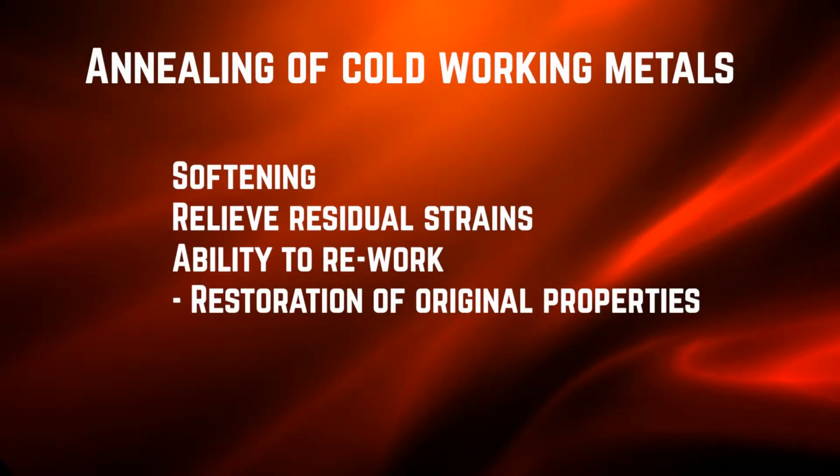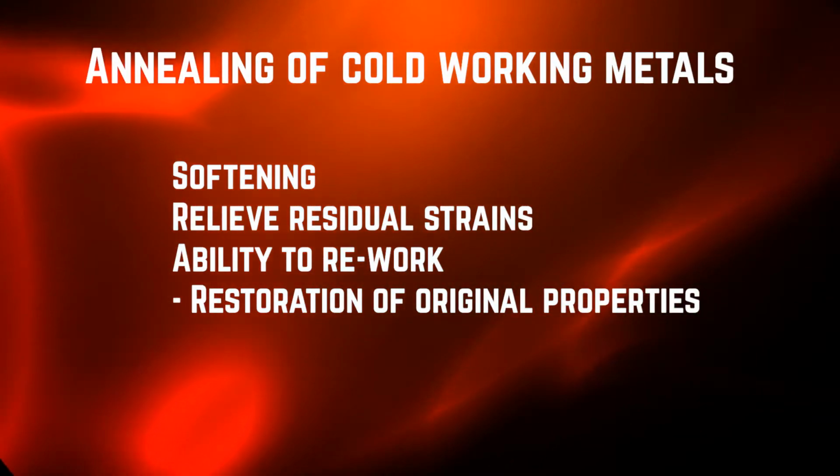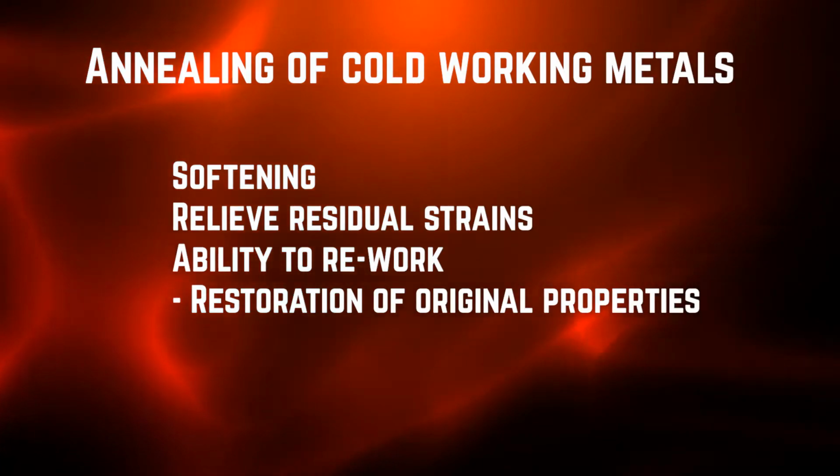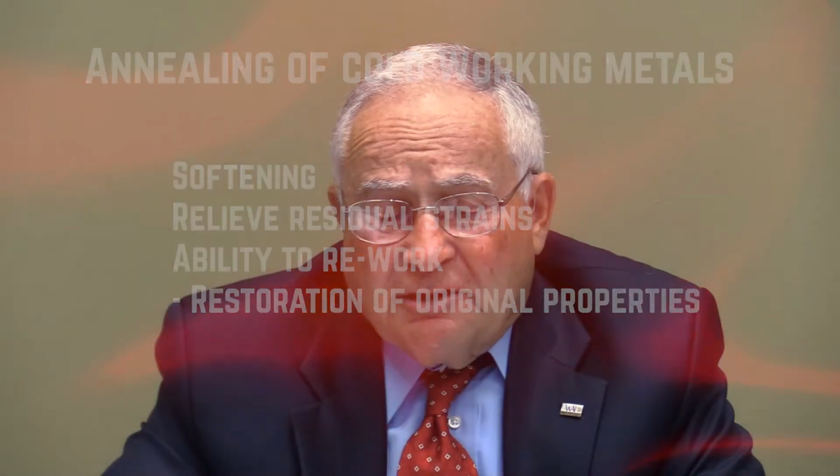So, annealing, what happens? First of all, there's a softening of the metals. Usually annealing is done for 2 primary reasons. One, because the wire is very difficult to process, so you have to re-anneal it in order to cold work it further without it breaking. And the other aspect is, of course, obtaining the original properties before it was cold worked.